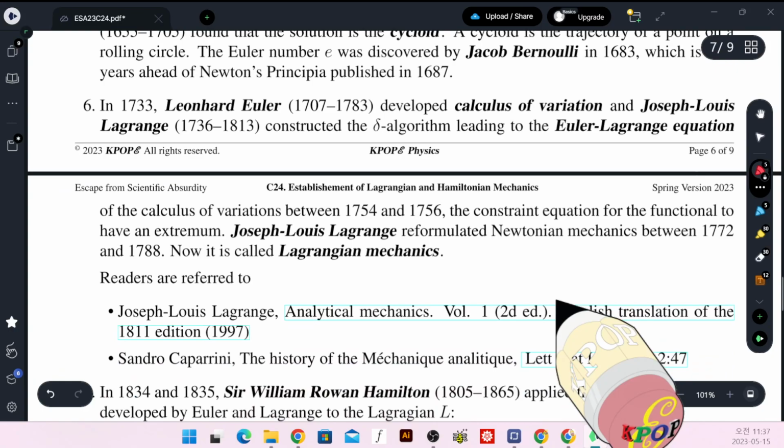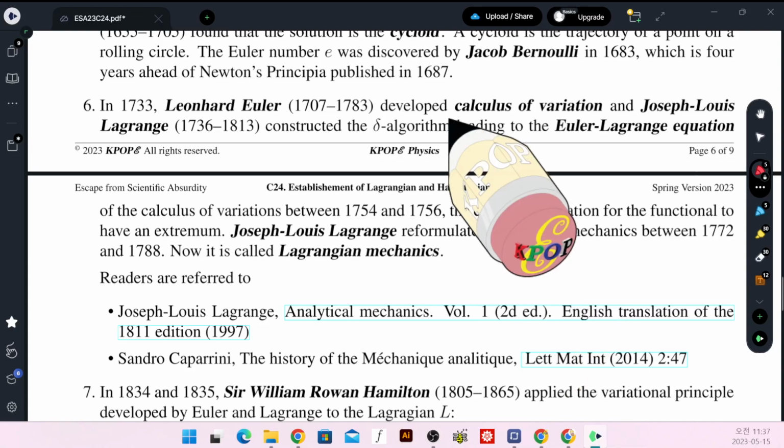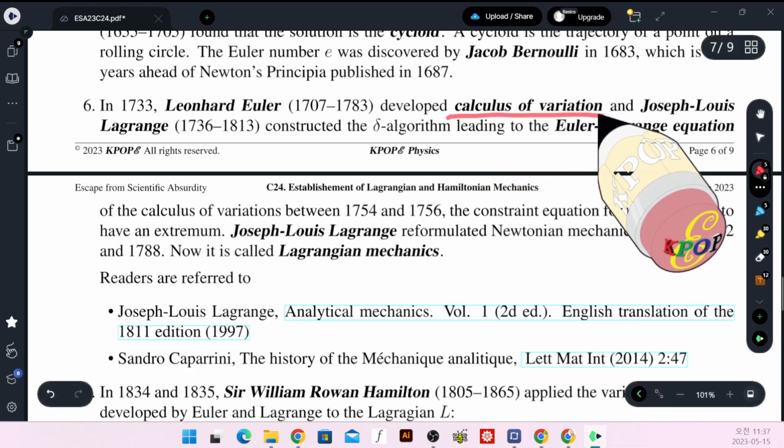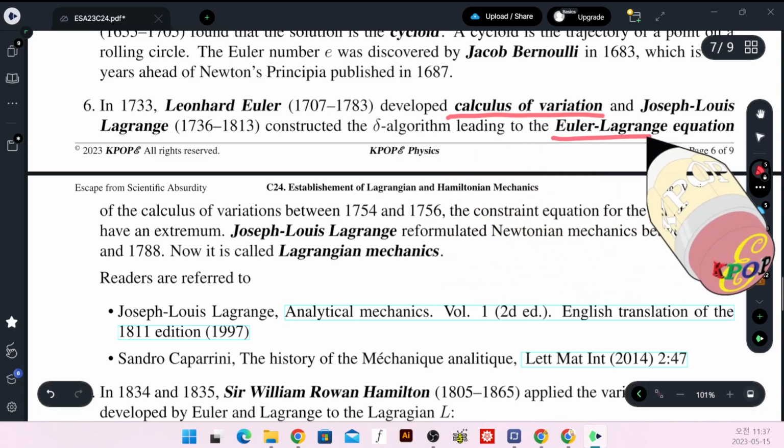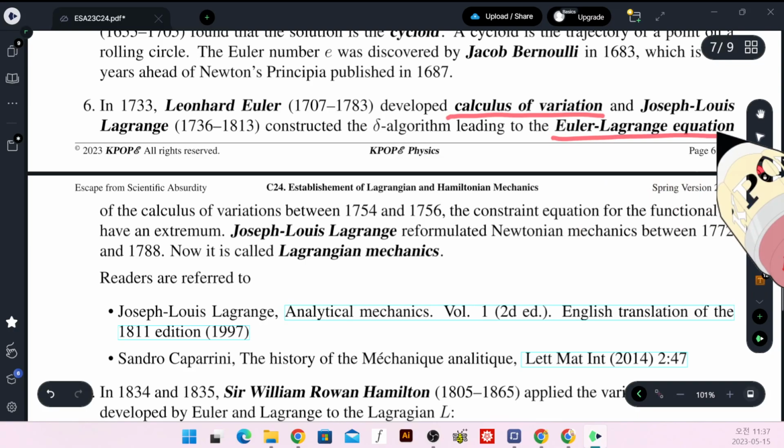We would like to concentrate on the work by Euler and Lagrange. Euler introduced the calculus of variations, and Lagrange constructed the delta algorithm leading to the Euler-Lagrange equation. We shall find that the Euler-Lagrange equation is equivalent to Newton's second law.